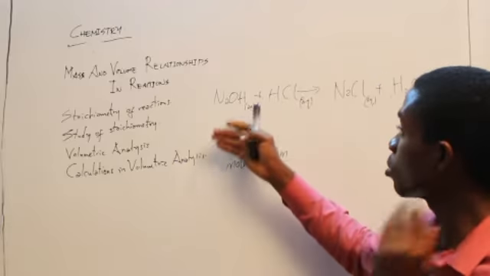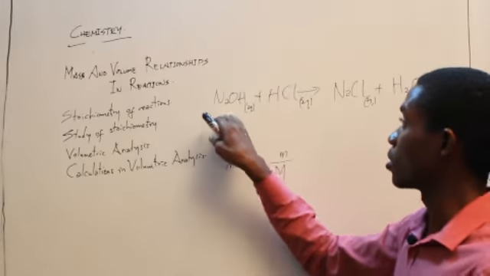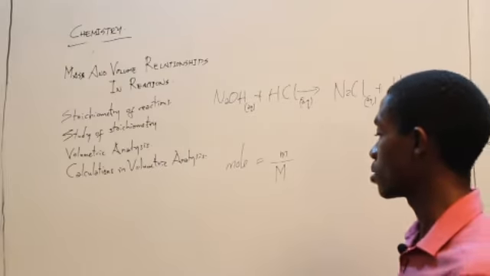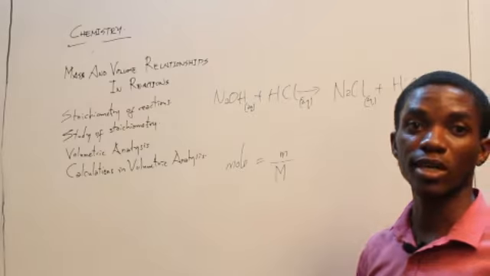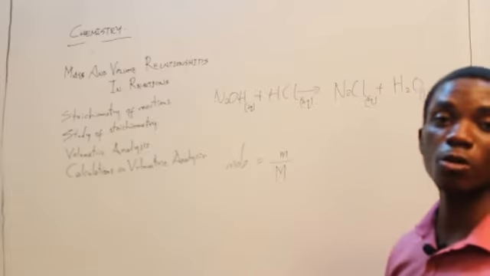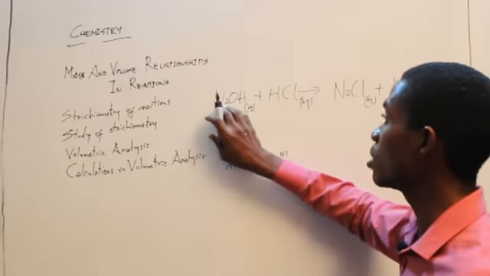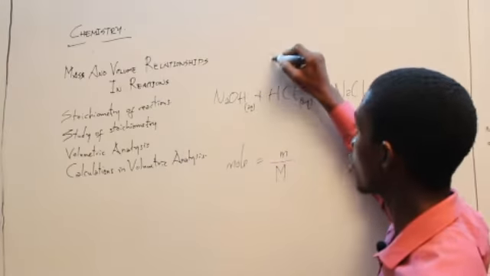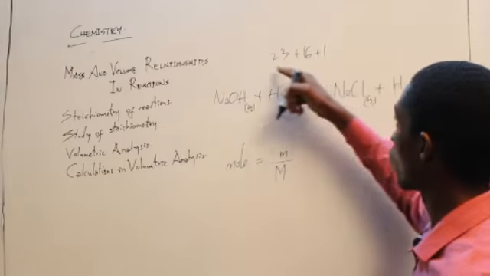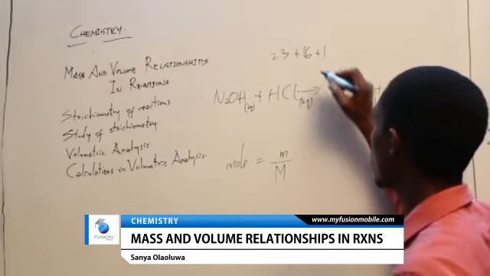So, peradventure, we have been told that 20 grams of sodium hydroxide is being reacted. Of course, we can go ahead to calculate how much mole of the sodium hydroxide is being injected into the system. We can calculate the molar mass of sodium hydroxide. We know that sodium is 23, oxygen is 16, and hydrogen is 1. When you sum this together, 23 plus 16 gives us 39. 39 plus 1 gives 40.